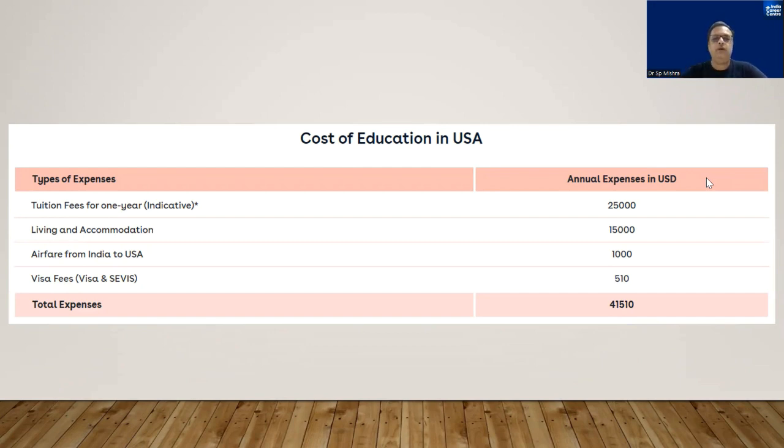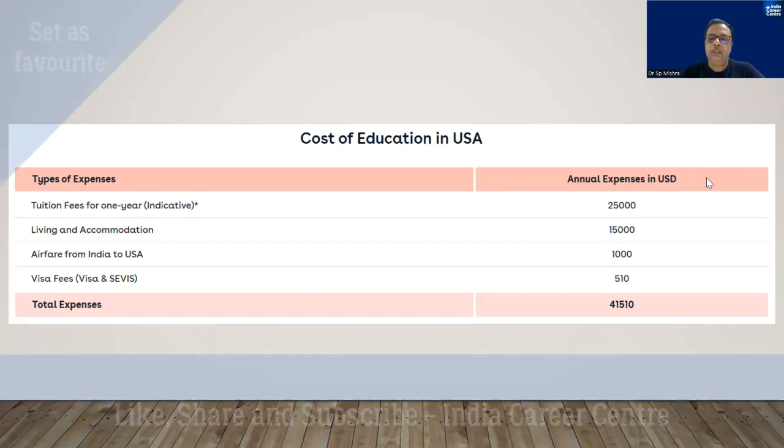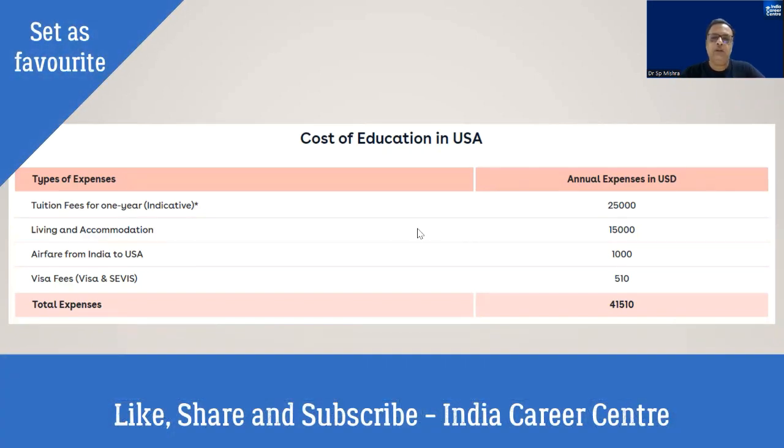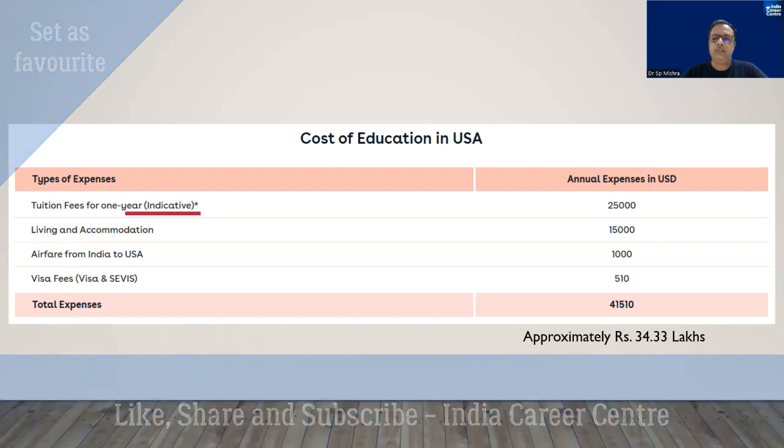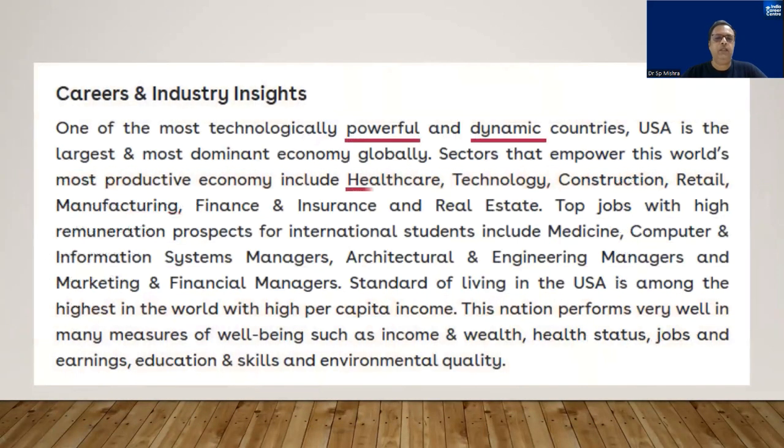Typically, the accommodation cost is around $15,000. Airfare from India, obviously, is about $1,000, and visa fees around $500. So these are indicative. This is not that every course will cost so much, but this is just an indicative cost. Roughly anything between 25 to 35 lakhs is something which is expected to be spent.